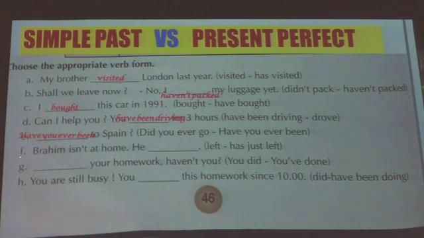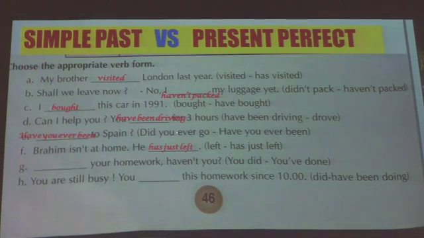Then F. Brahim isn't at home. He was at home, but he left home, okay? So, he has just left. So, the effect of leaving home is seen, okay, is clear, which means he is not at home.